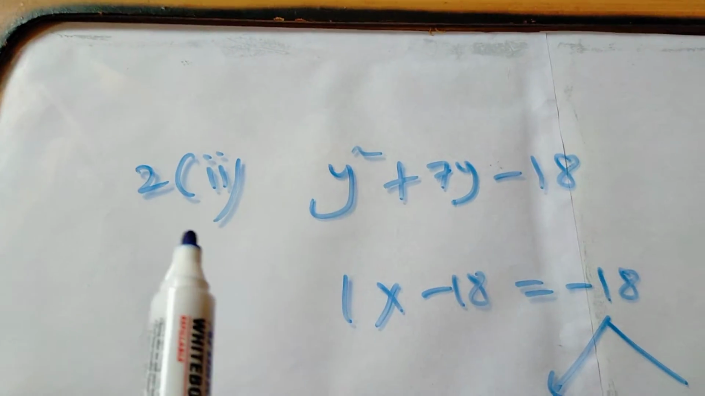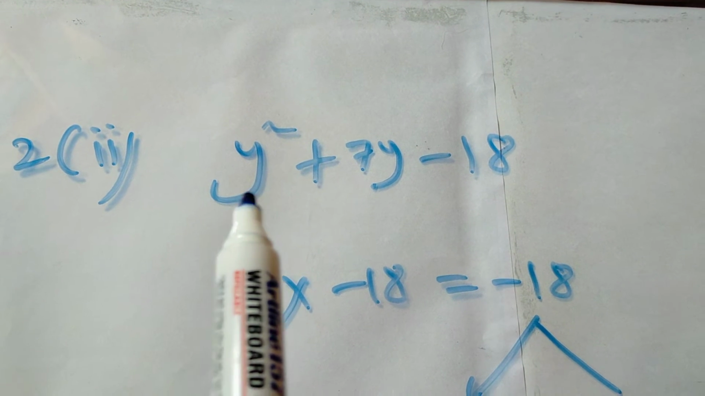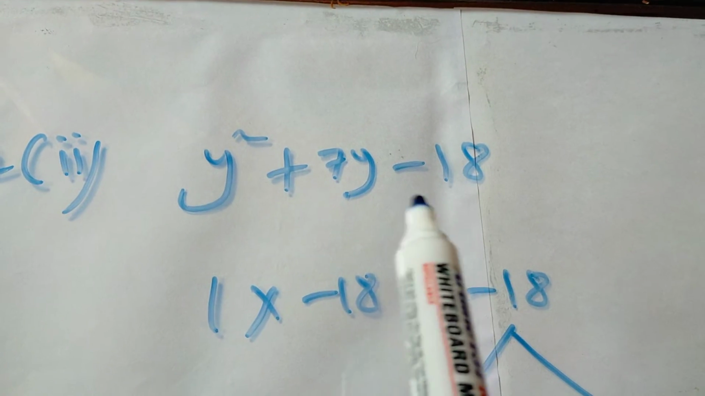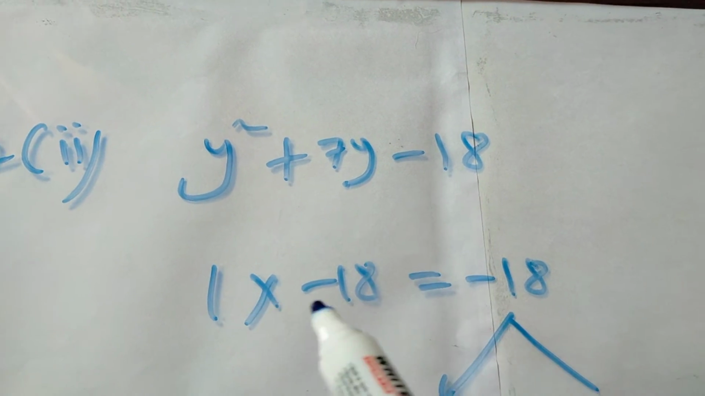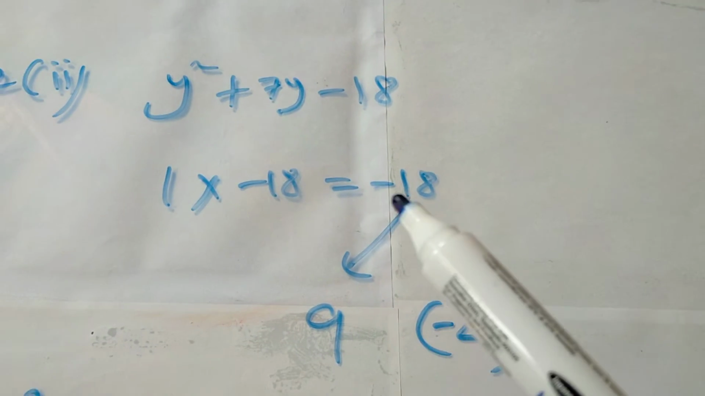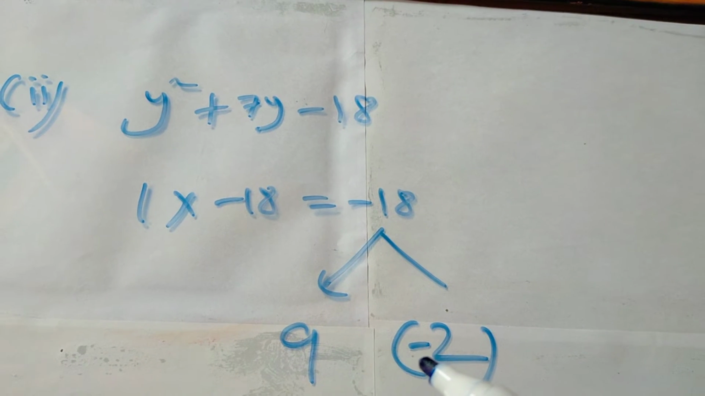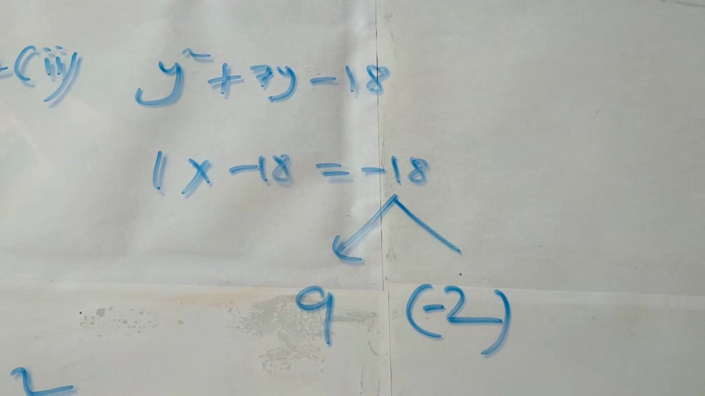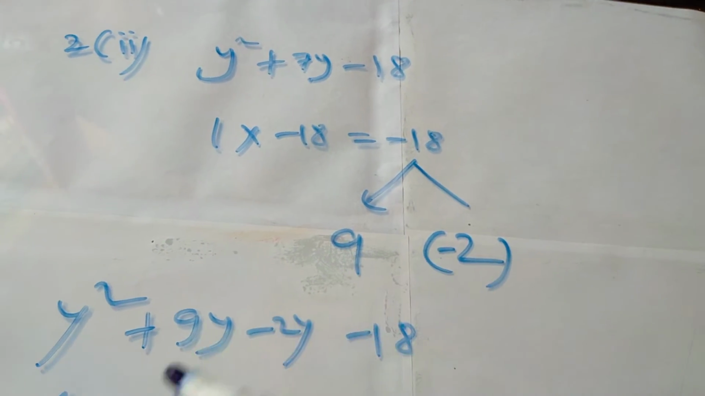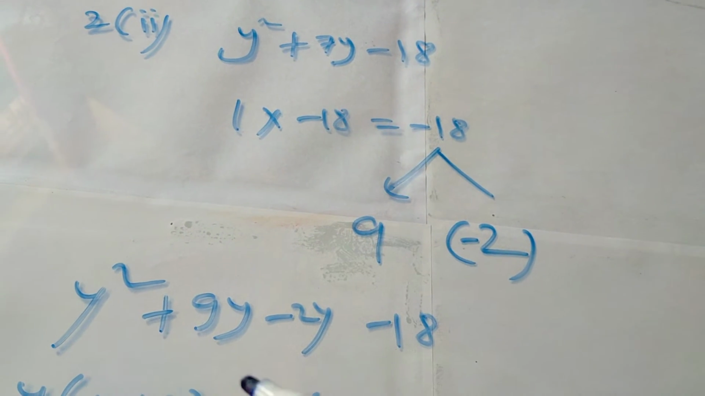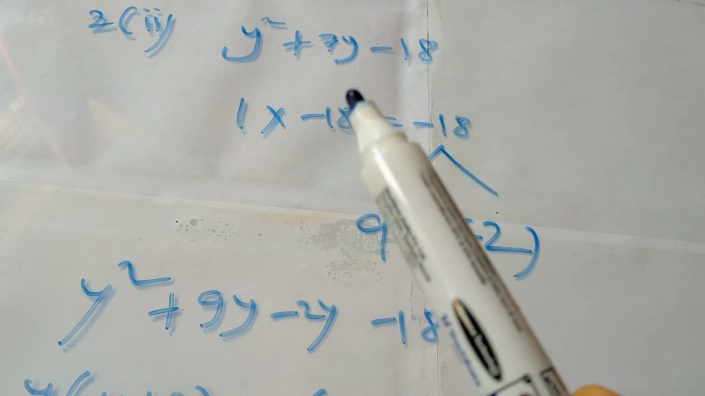Look at one more question. Question number 2, second part. It is given y square plus 7y minus 18. So I have multiplied 1 into minus 18. It is coming minus 18. So minus 18 can be written as 9 into minus 2, because 9 twos are 18. The minus sign is here because 9 minus 2 is 7. So both conditions are satisfied. So I have written this 7y as 9y minus 2y, because 9 minus 2 is 7.